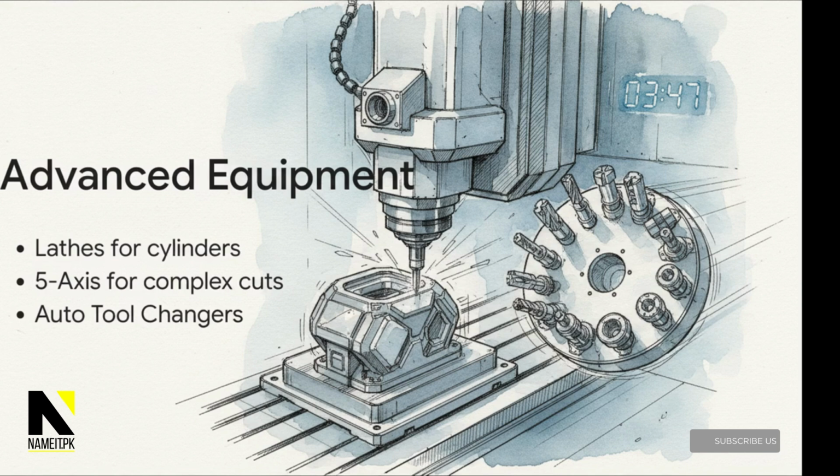Adding 5-axis capabilities or automatic tool changers means your machine can run complex, multi-directional parts in a single setup without a worker ever stopping to swap out a bit. It's the ultimate secret to continuous unattended production.